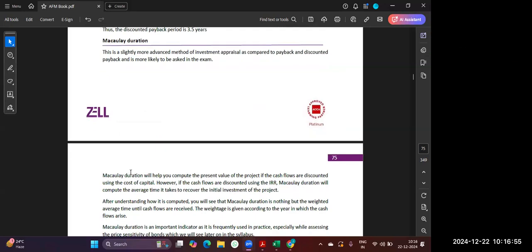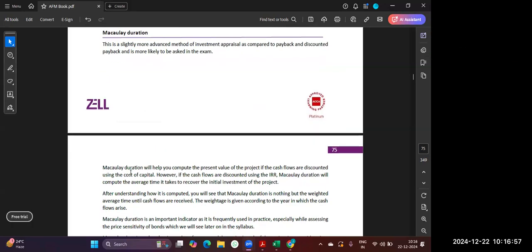Now, the second one is the Macaulay duration. Why we take Macaulay duration is that Macaulay duration is an advanced version of payback period. Okay, it not only considers the whole life of the project, but it also considers the different cycles and different aspects of it. It considers the returns that you get after getting your initial investment back also, which is a demerit for the payback period, right?